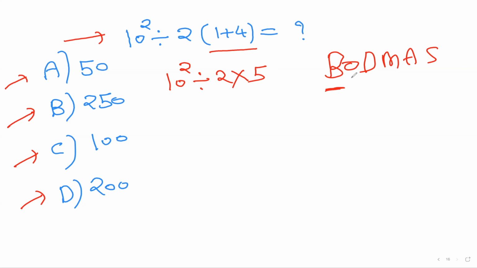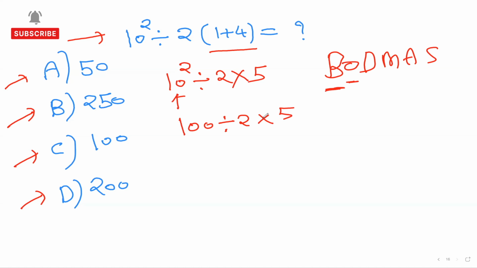The second priority is O, for order, which is the power. We can see we do have a power involved here, so I go to address that first. 10 square is 10 times 10, which is going to be 100, divided by 2 multiplied by 5.